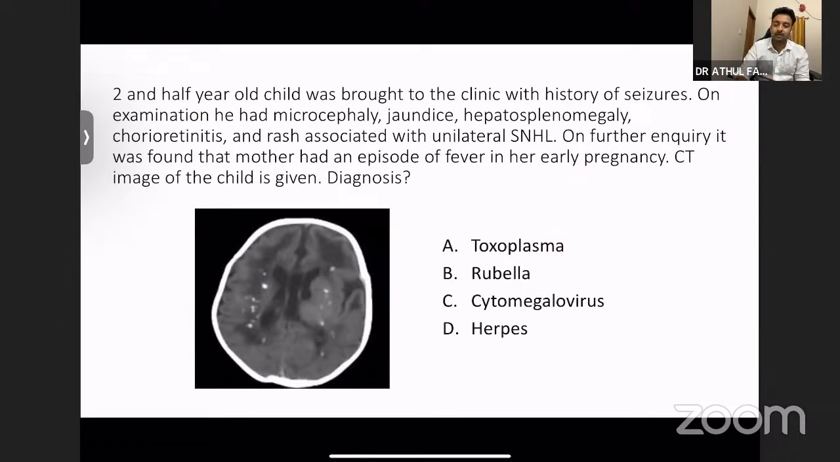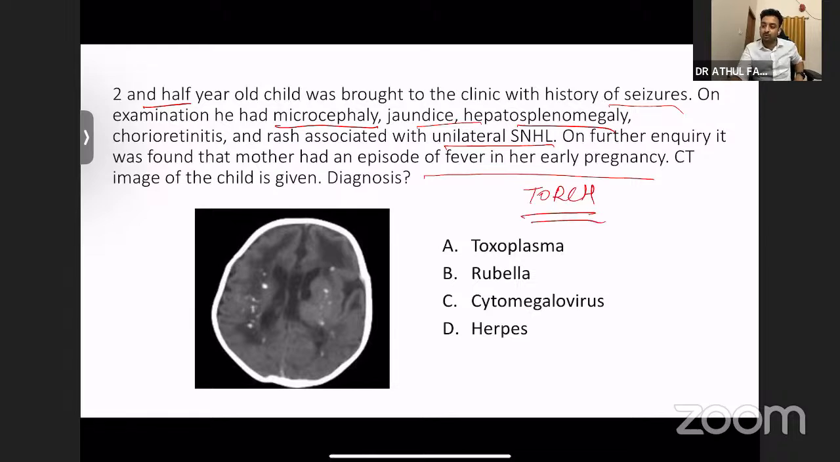Now another definite question, they will ask you regarding CNS infection, usually in the pediatric age group. This is a 2.5-year-old child who came with a history of seizures. On examination, the patient had microcephaly, jaundice, hepatosplenomegaly, and unilateral sensorineural hearing loss. So there is multiple system involvement. You ask the mother about the perinatal or antenatal history. She told you she had an episode of fever in her early pregnancy. So you know the answer, this is a TORCH infection. You are sure about that. But you should know which TORCH infection results in the following findings.